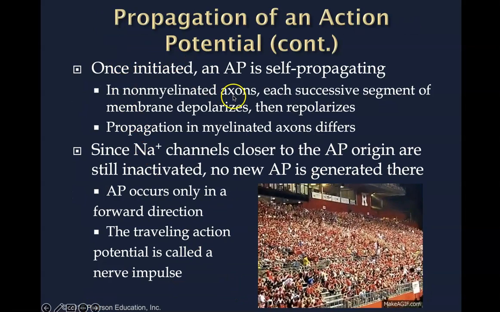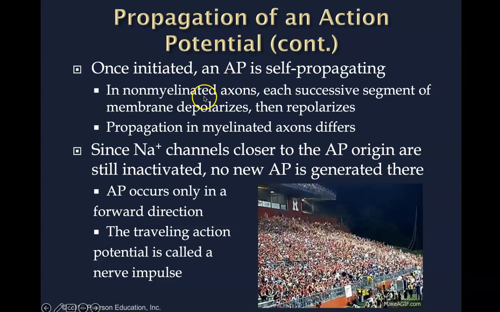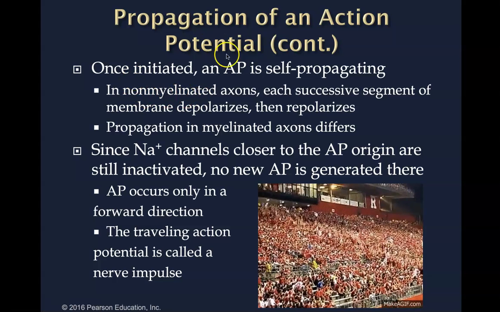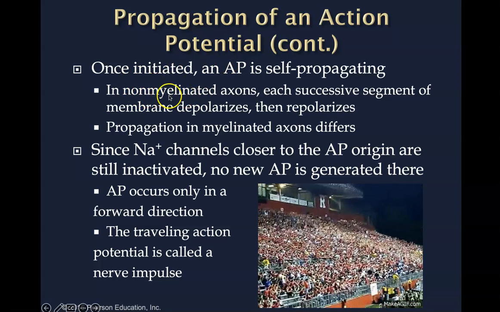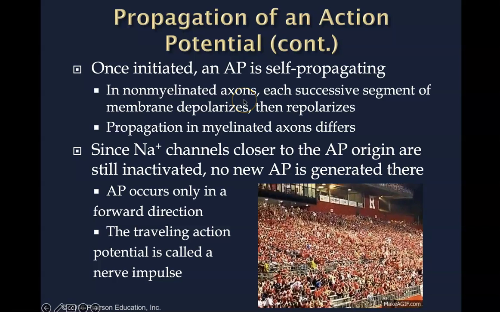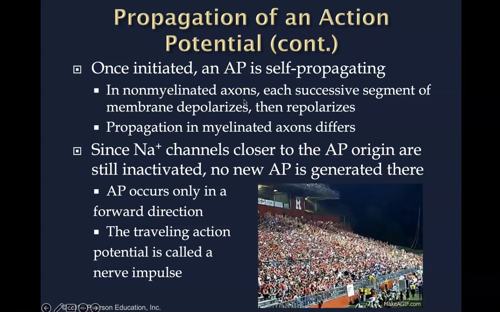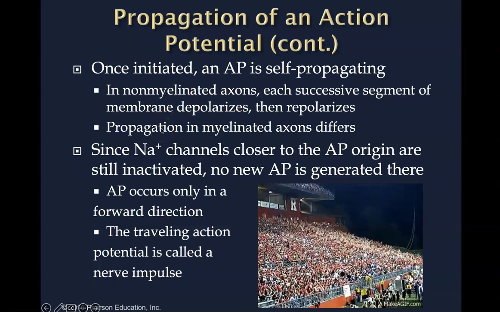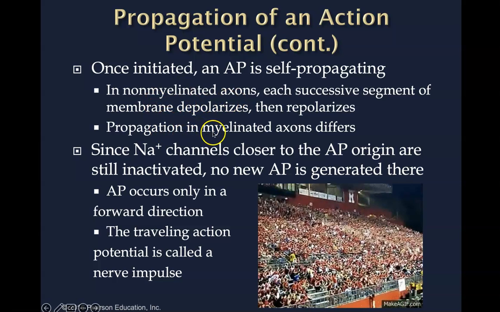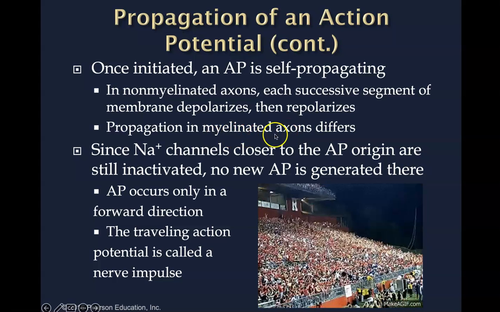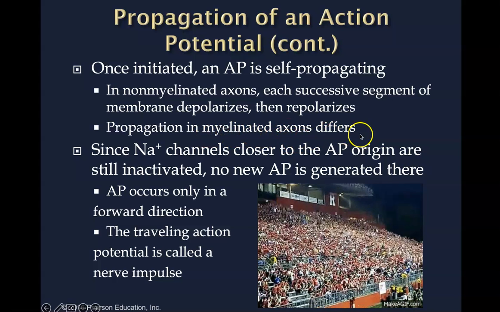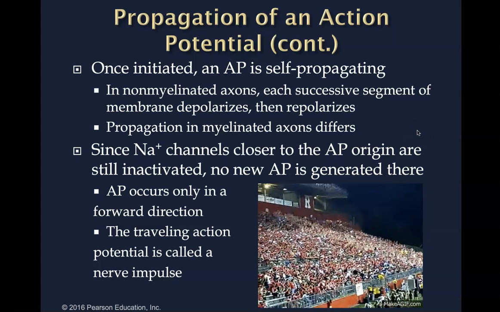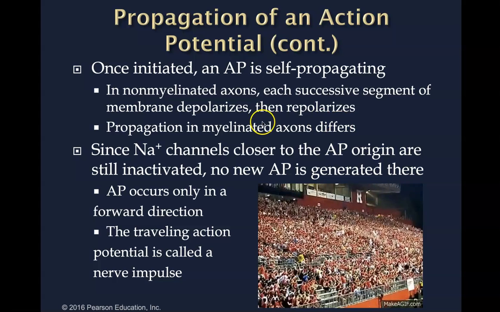Now, once initiated, an action potential is self-propagating. And this is going to be a little bit different. Now we have to think back to the non-myelinated axons. We've pretty much just been talking about how it works in a non-myelinated axon, right? But propagation down an axon can happen in the myelinated axons. It's just going to jump from node of Ranvier to node of Ranvier. And we'll talk a little bit about how it does that either at the end of this lecture or at the beginning of the next one, okay?